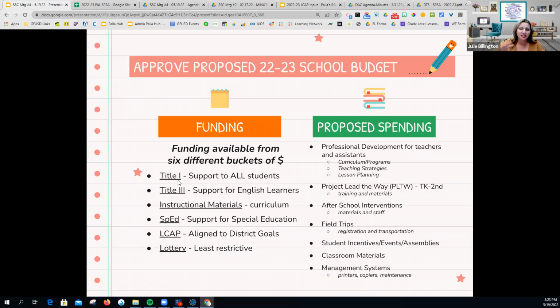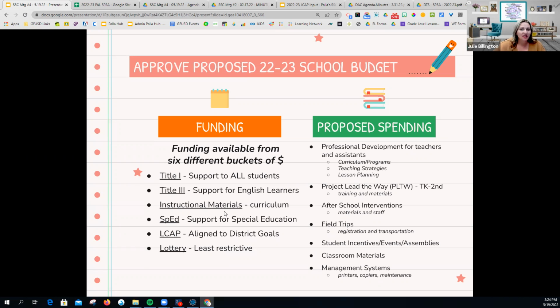So Title I is to support all of our students, and it's direct services. So any kind of materials that go straight to our students that they're going to use. Any of our staff, like program assistants that help with interventions or help our students with different levels of support. And then the Title III, which is support for English learners. So that was the information that I just went over from our ELAC committee. That's specific just to English learners and can only be spent on them.